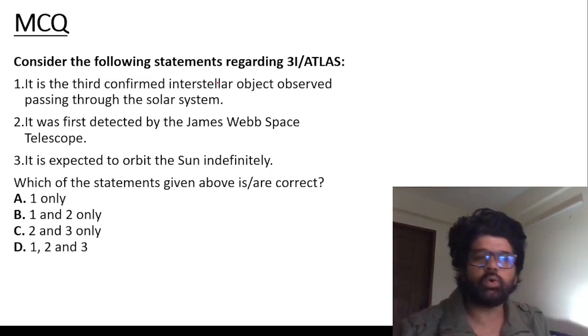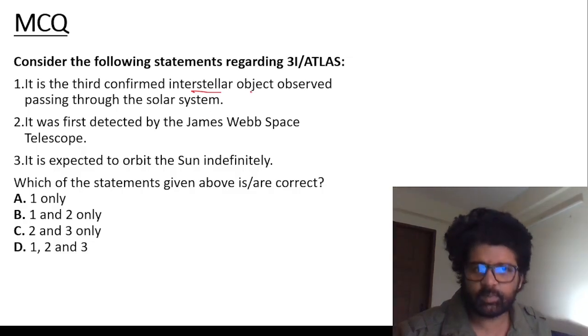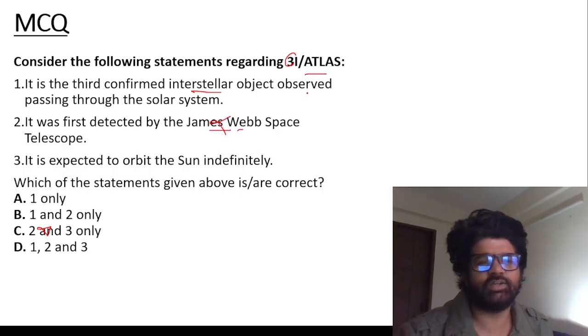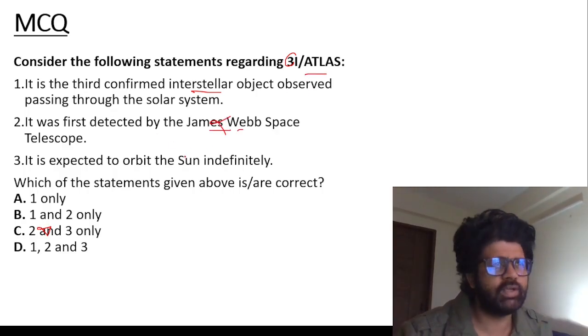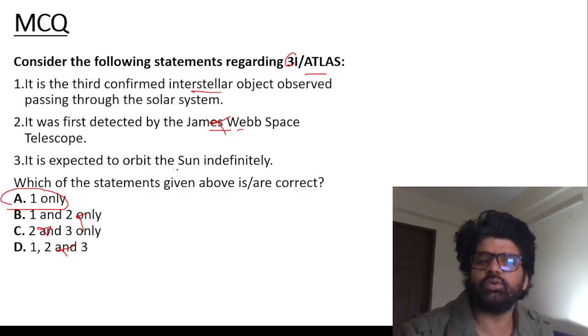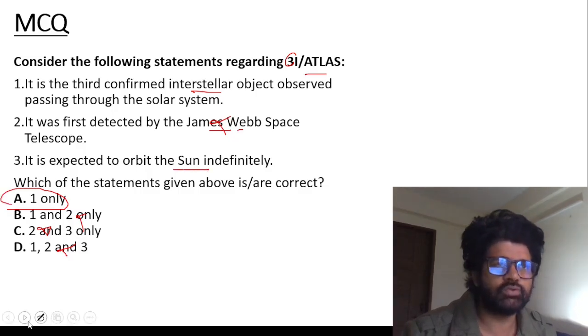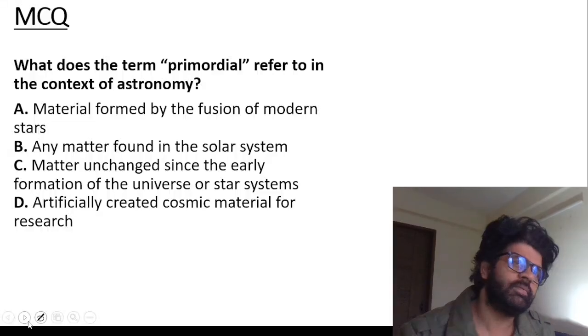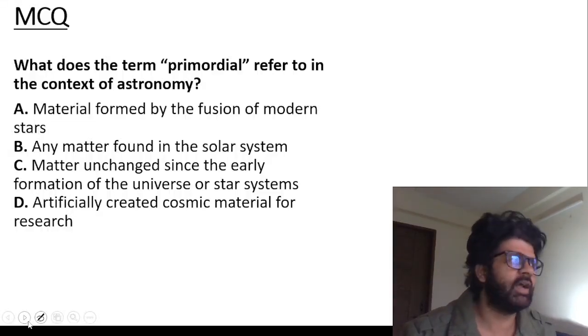So, 3I Atlas, third confirmed interstellar object, that is correct. So first is correct. First detected, that is wrong. It's named Atlas. The Atlas telescope detected it in Chile. So second is wrong. So we are left with only A, one only. Expected indefinitely? No, not indefinitely. It will come close to the sun and then it will go. It will never come back. Oh my god. It will never come back. It sounds so sad, right?